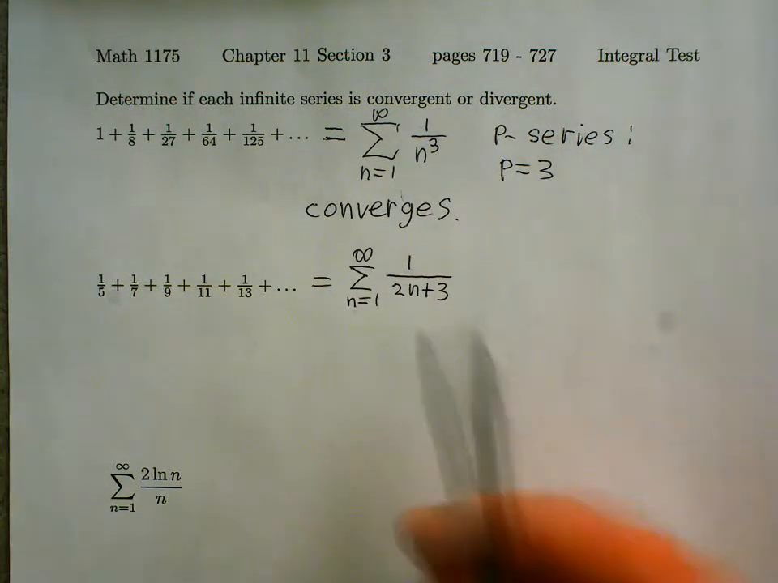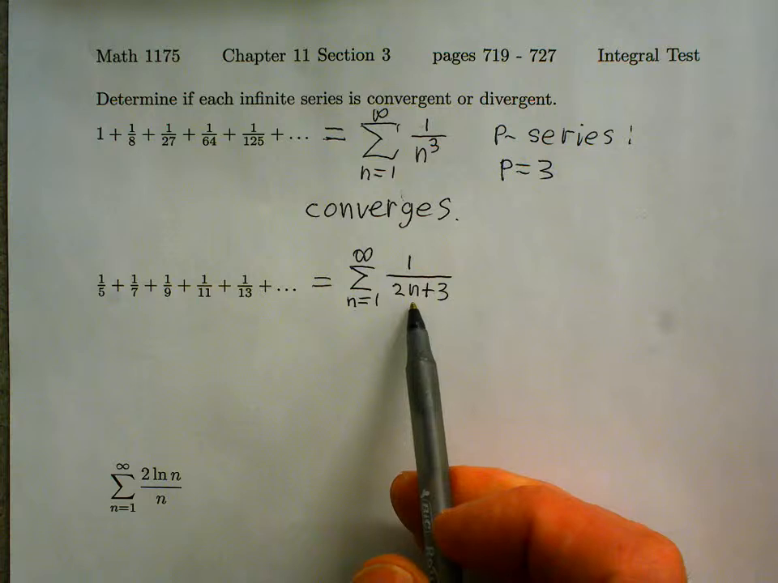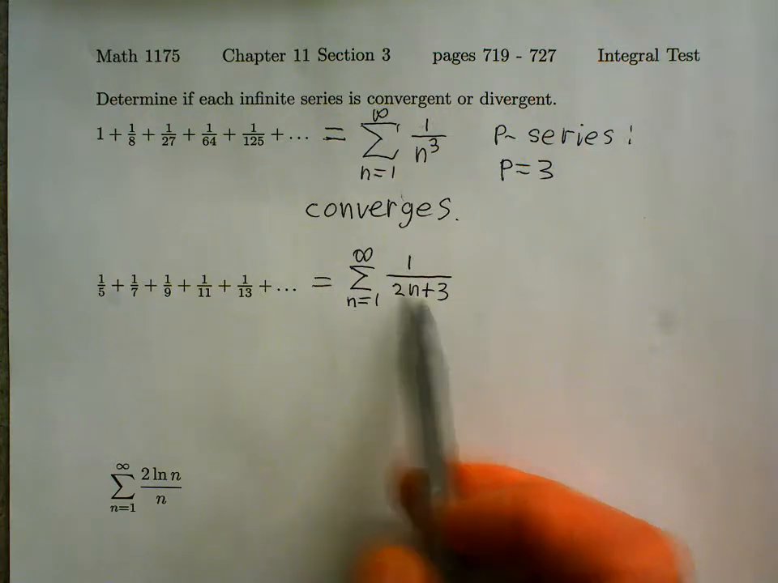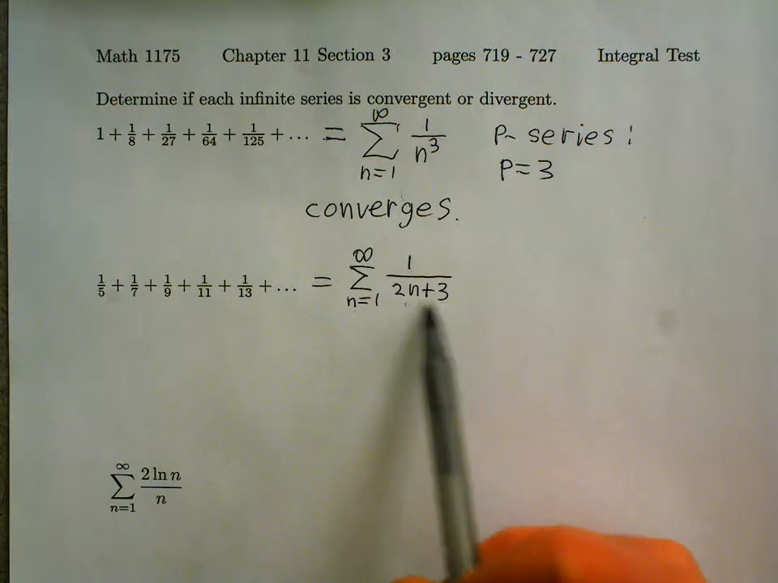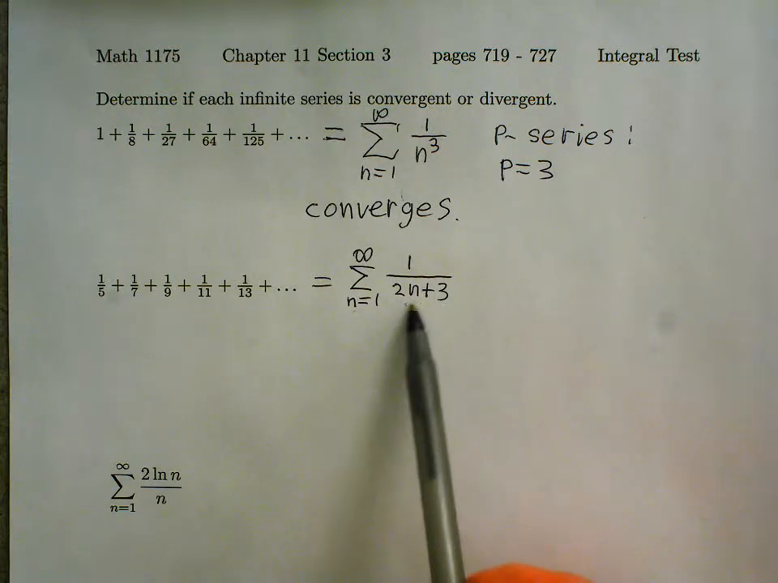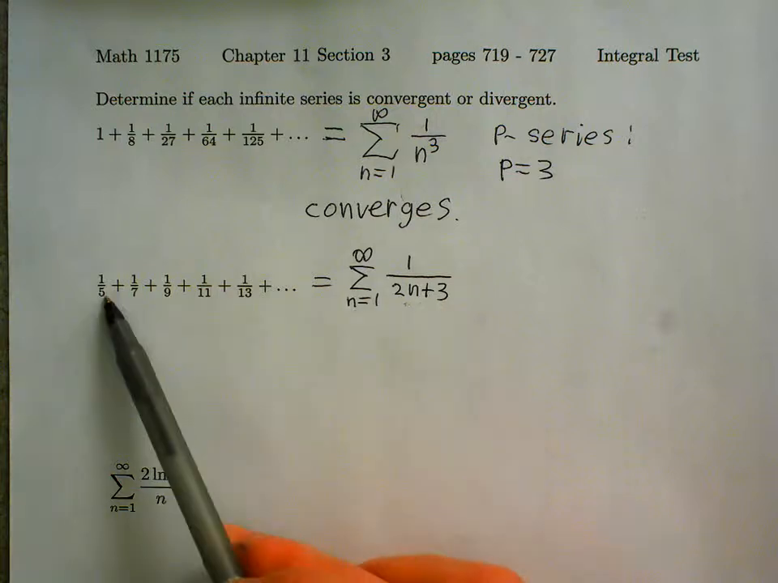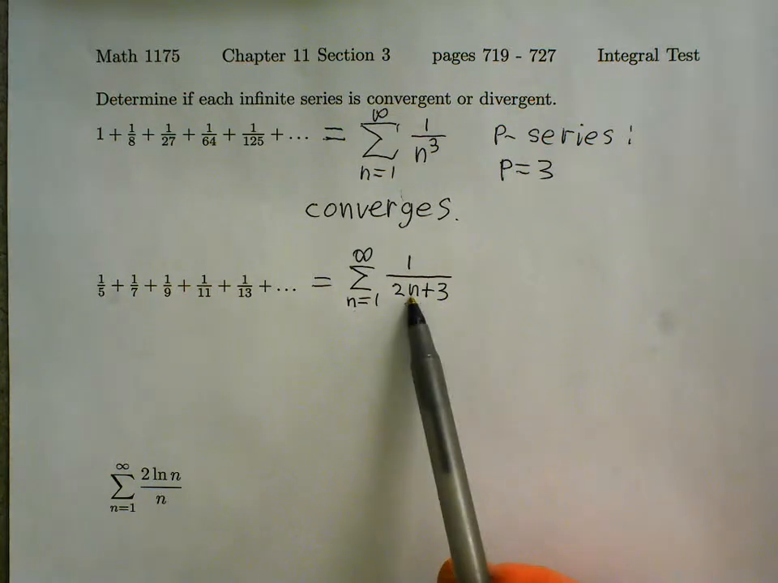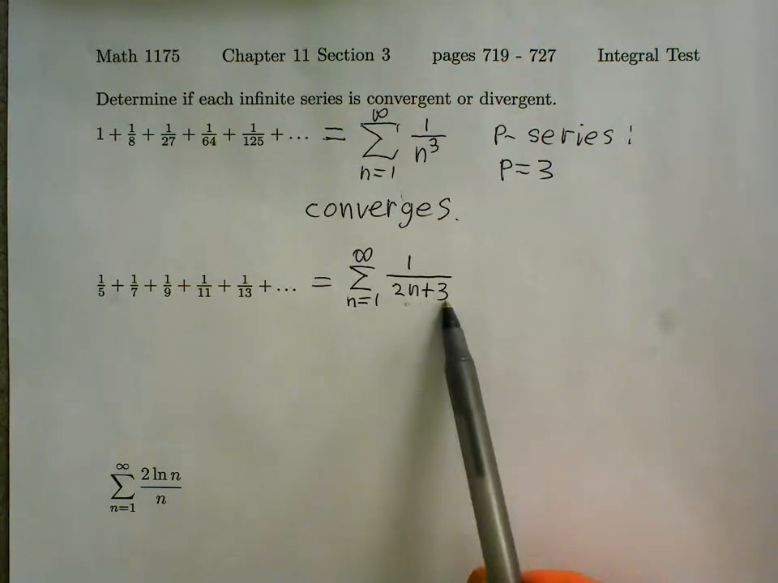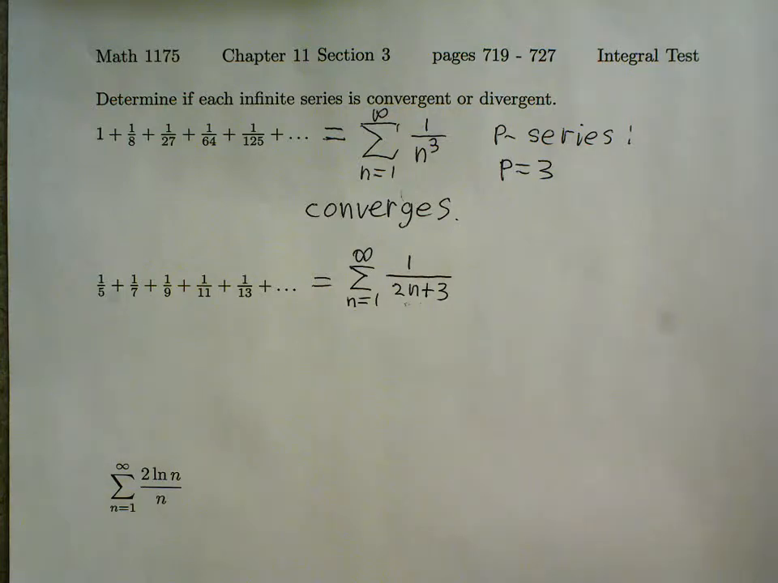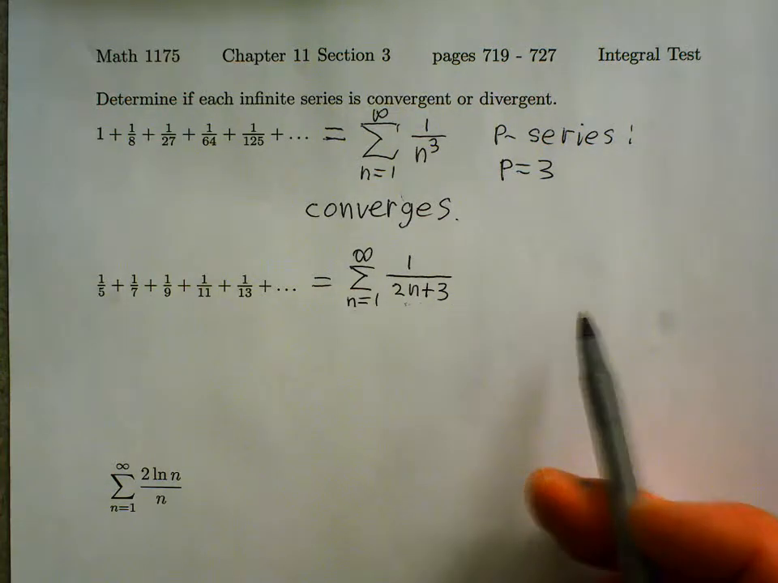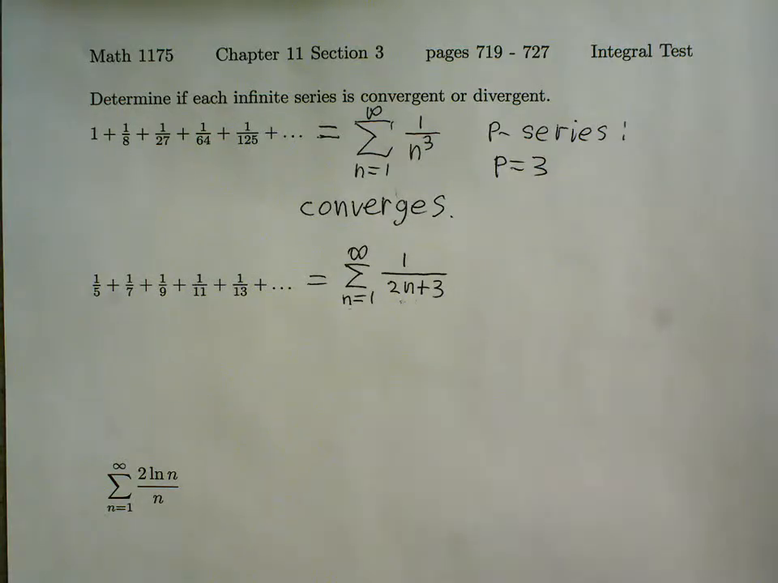And then it's not a bad idea to go ahead and check that 1 over 2n plus 3 is the correct term. Let's just do a couple of them. When n is 1, 2 times 1 plus 3 is the denominator 5. When n is 2, 2 times 2 plus 3 is 7, and so on. So this works. And how do we determine if this converges or diverges?